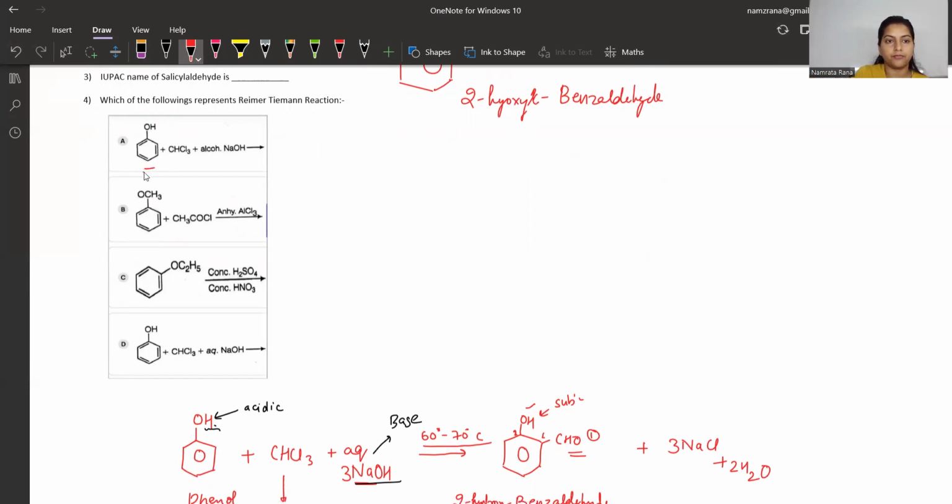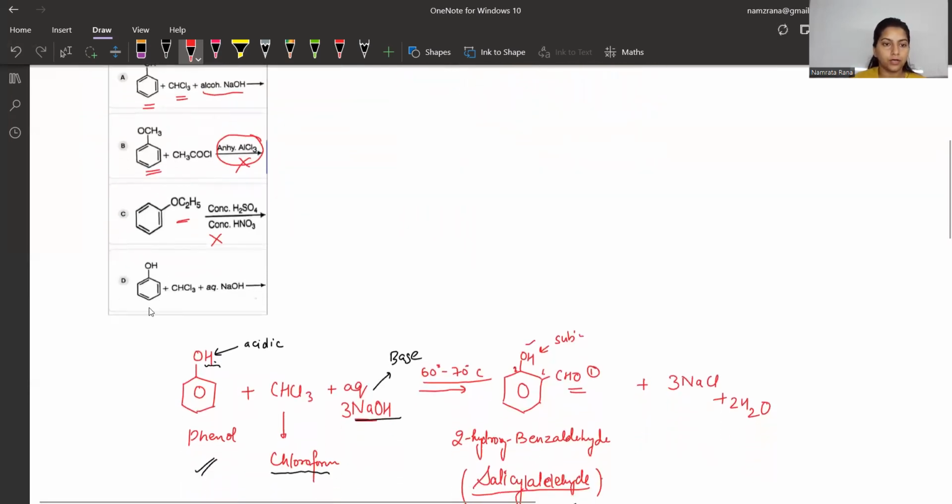The fourth question is, which of the following represents the correct Riemann Tiemann reaction? First is, we have phenol, yes. We have the chloroform, of course we have it, and alcoholic KOH. Now, NaOH was not alcoholic, it was actually the aqueous form of NaOH. This is not used because it is anhydrous AlCl3. This was not used because these were the reactions particularly for phenols. Here also it is not phenol, right?